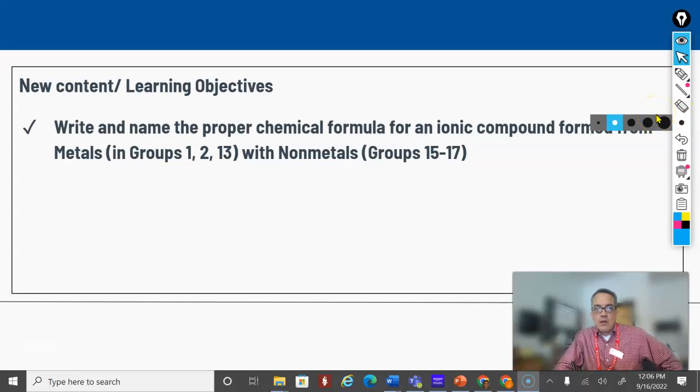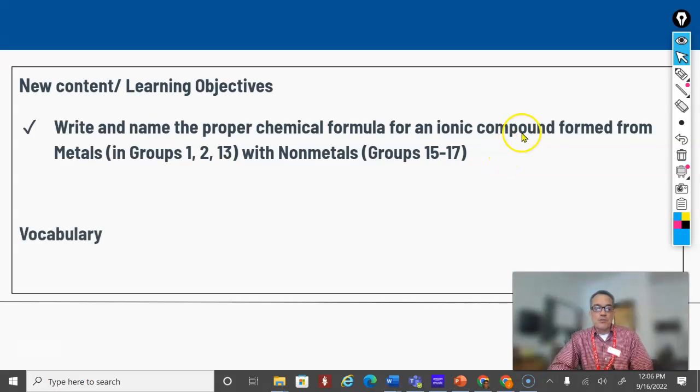Write and name the proper chemical formula for an ionic compound. Specifically, we're looking at elements that are in groups 1, 2, and 13. These are our first three groups of metals, not counting the transition metals. And then nonmetals are our last three groups that are not the noble gases. So we're going to start looking at how to put those together.